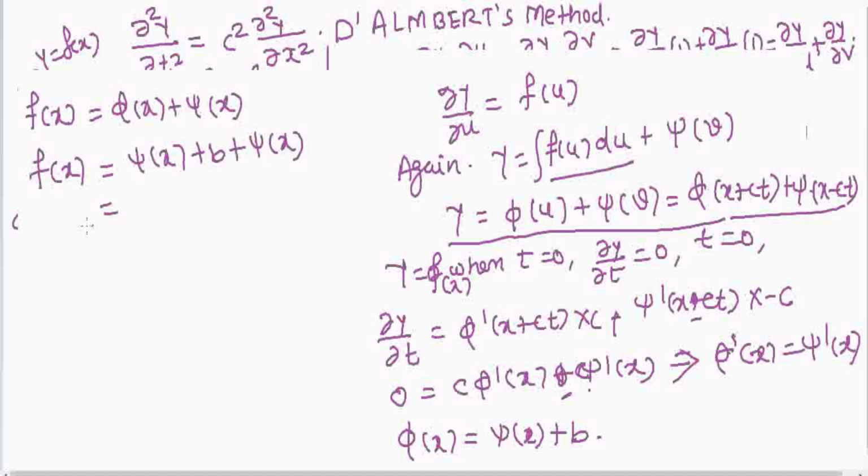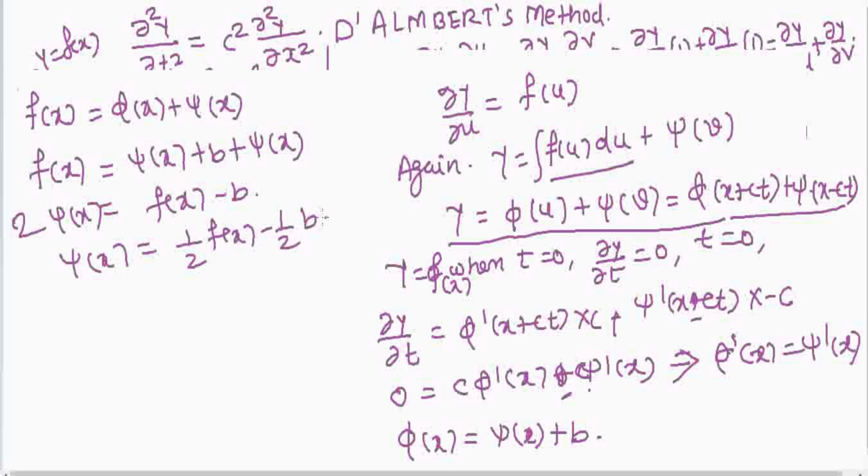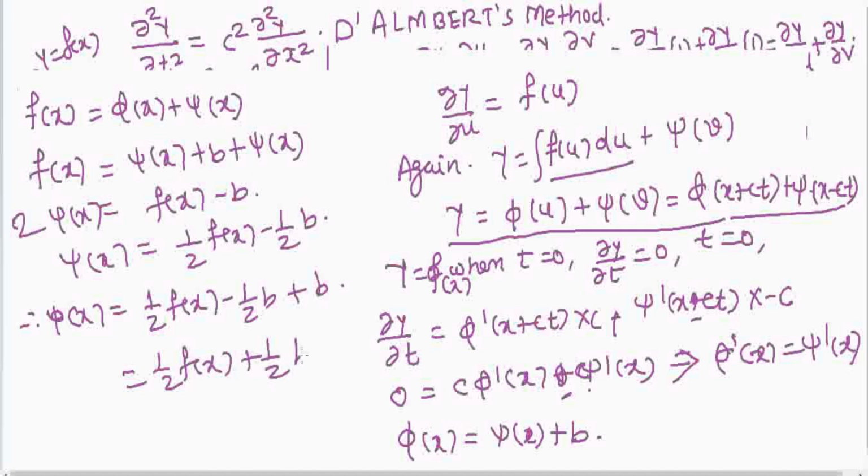So f(x) equals psi of x plus b plus psi of x, so twice psi of x equal to f(x) minus b, and psi of x equal to 1/2 f(x) minus 1/2 b. Therefore phi of x equal to psi of x plus b, which is 1/2 f(x) minus 1/2 b plus b, and this is equal to 1/2 f(x) plus 1/2 b. So these are the values of phi of x and psi of x.